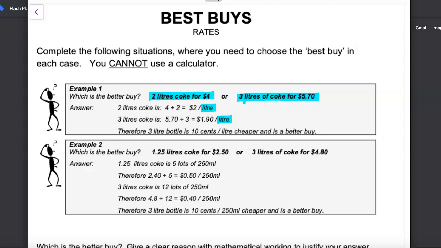In example 2, it's a little bit different. We've got 1.25 litres of Coke compared to 3 litres. So I've decided to break them down into 250 millilitres because there's 4 lots of 250 millilitres in a litre. So sometimes we won't go down to a litre, or we might go to half a litre or to 100 millilitres to try and make it easier to work with.